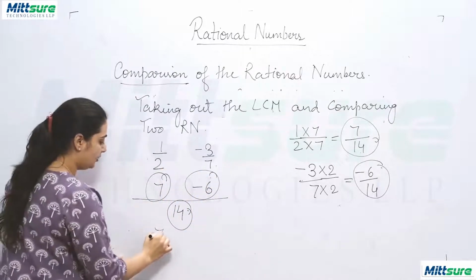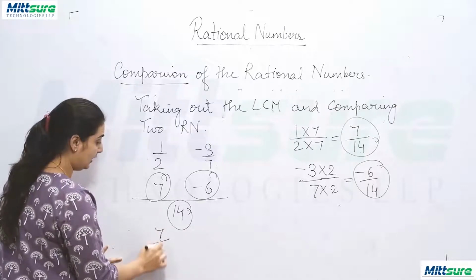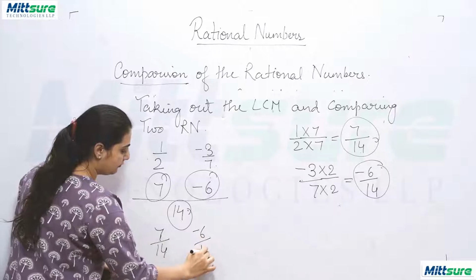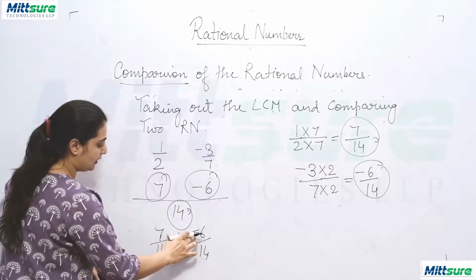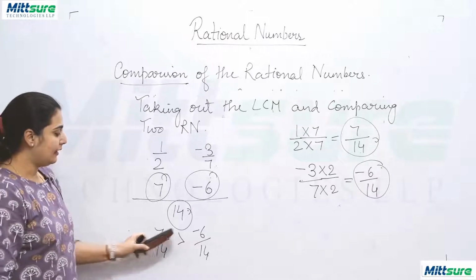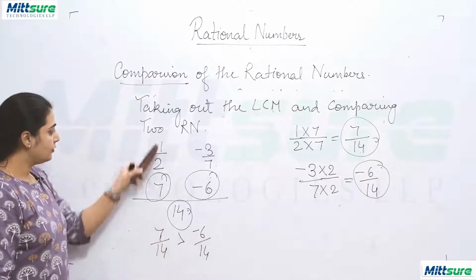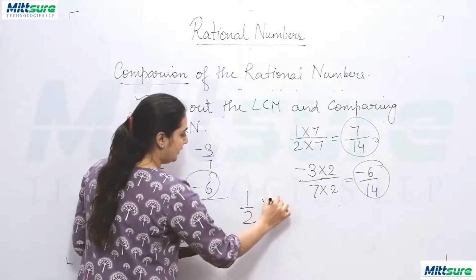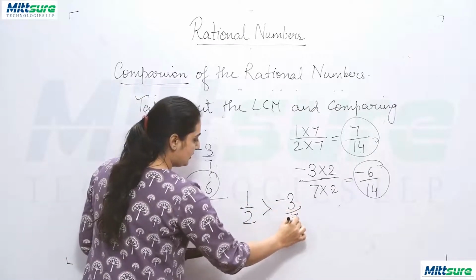Now the rational numbers become 7 upon 14 and minus 6 upon 14. After comparing the numerators, 7 is greater than minus 6. So 1 upon 2 is greater than minus 3 upon 7.